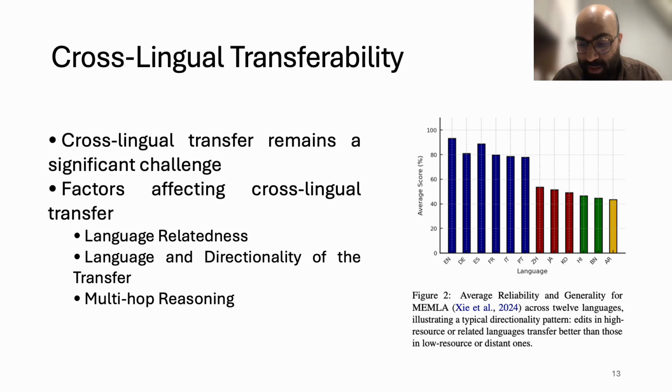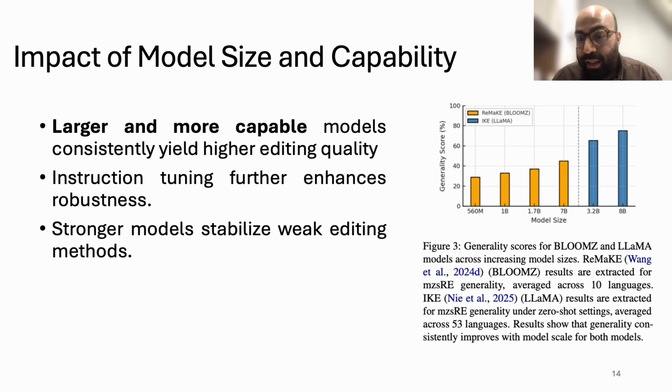and multi-hop reasoning further degrades the cross-lingual performance. Regarding the impact of model size, larger and more capable models consistently yield higher editing quality, as shown on this figure. Instruction tuning further enhances robustness, and stronger models stabilize weak editing methods.